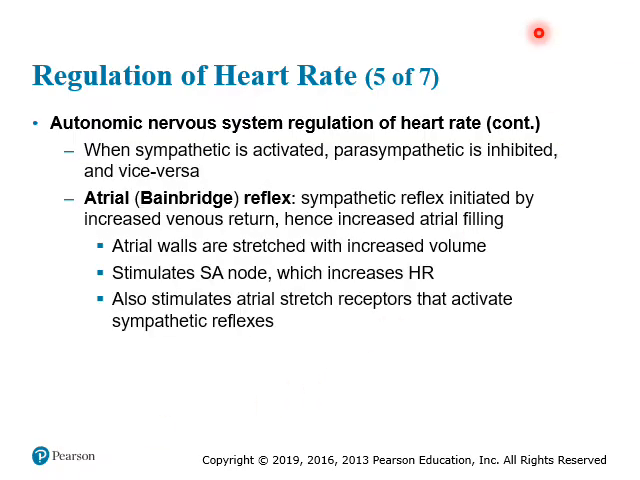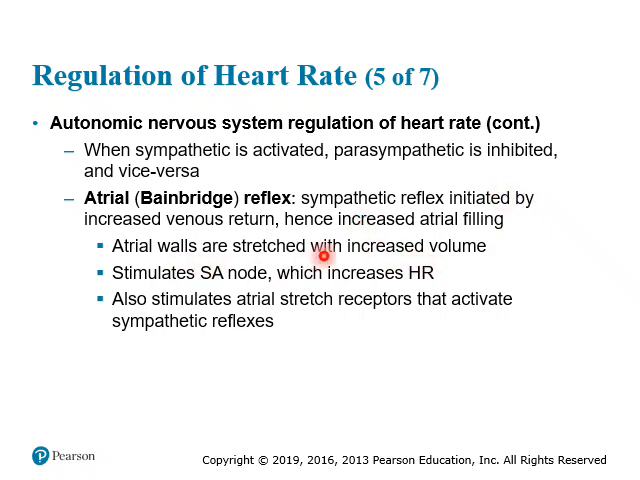Another way of explaining this is the Bainbridge reflex. It's also known as the atrial reflex. It's a cardiovascular reflex that increases heart rate in response to increased volume and pressure in the atria of the heart. This reflex helps the heart adjust its output to match the incoming venous return, thus ensuring efficient circulation. This means that when the sympathetic nervous system is activated, the parasympathetic is inhibited, and vice versa.